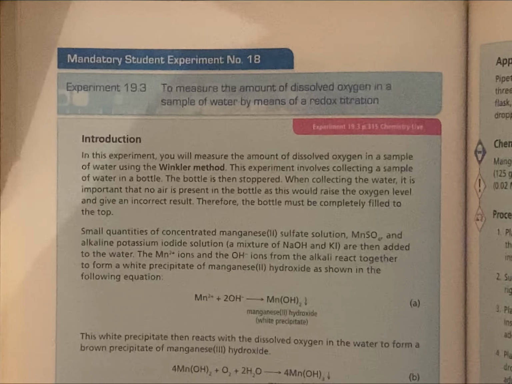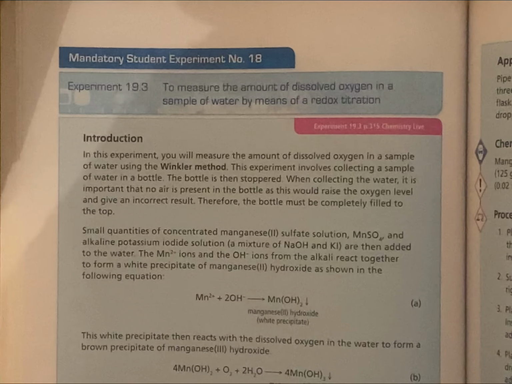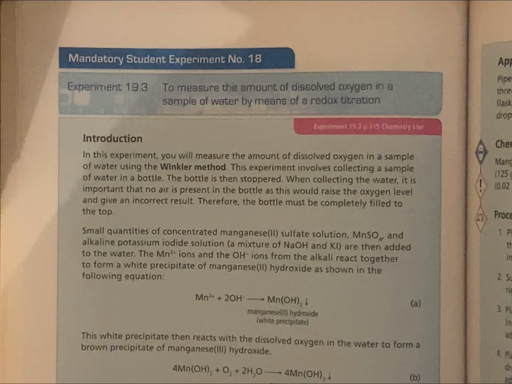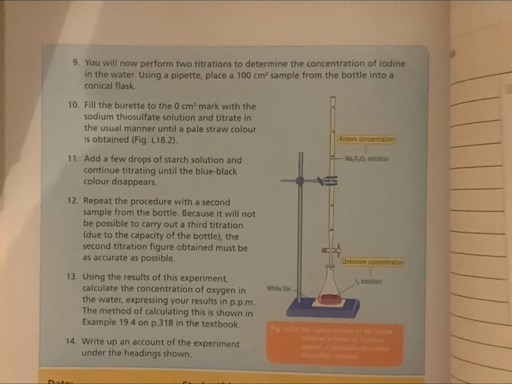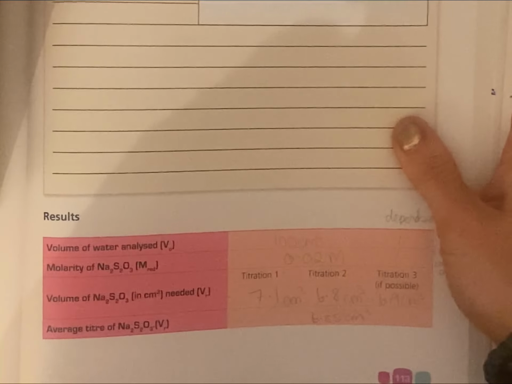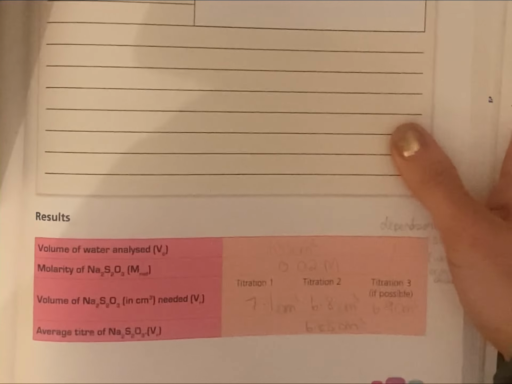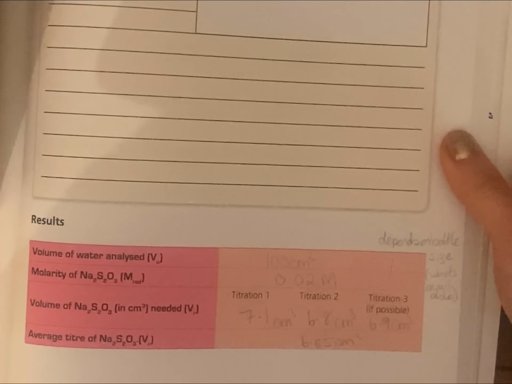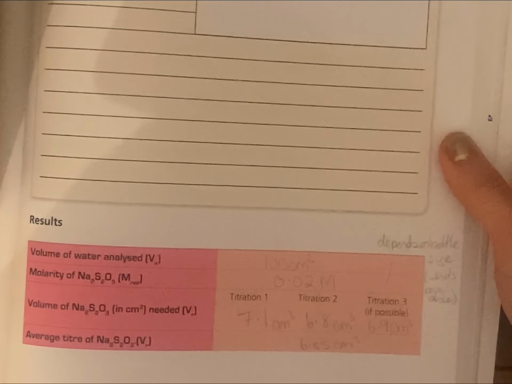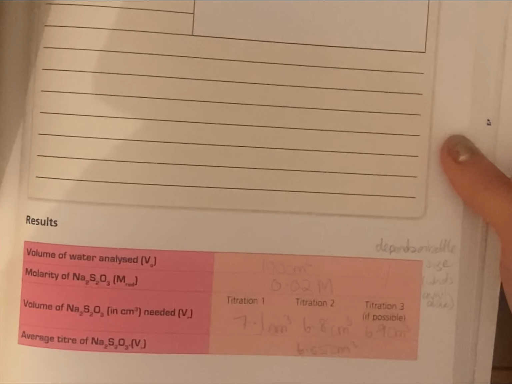Okay, so we're going to look at experiment number 18 to measure the amount of dissolved oxygen in a sample of water by means of a redox reaction. So I'm just going to skip ahead to our results section. The volume of water analysed was 100 centimetres cubed, and the molarity of the sodium thiosulfate is 0.02.